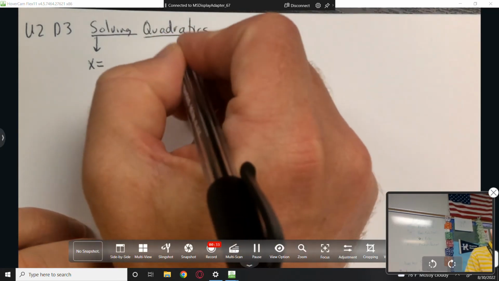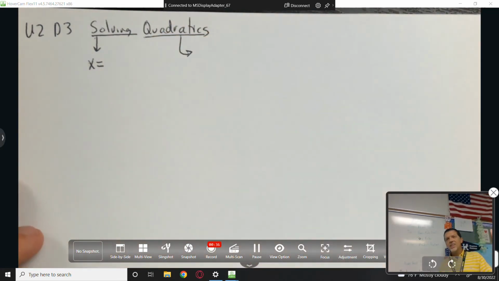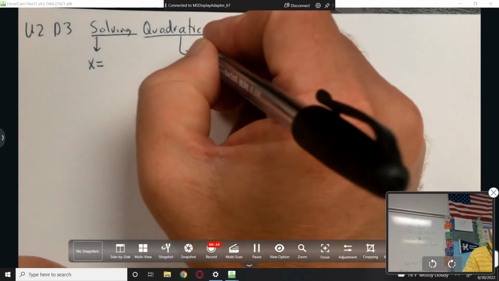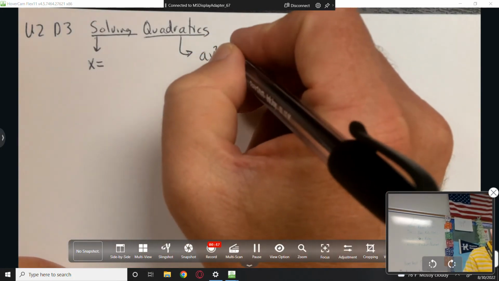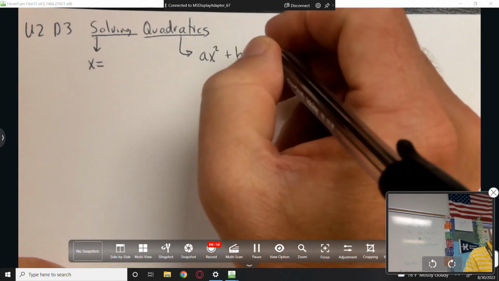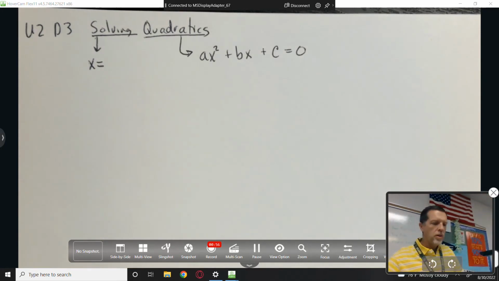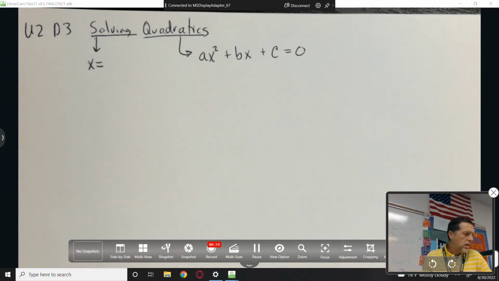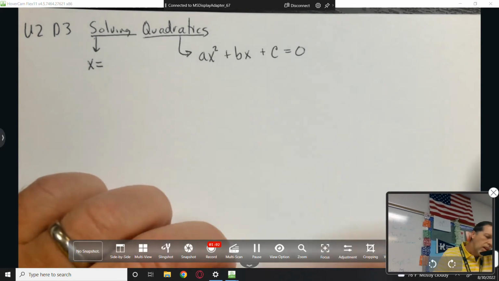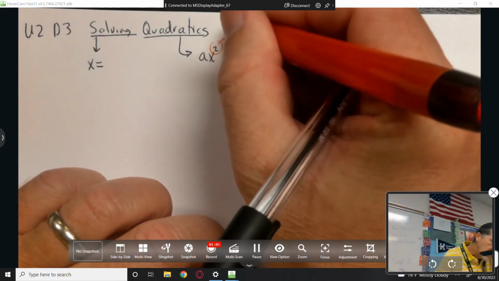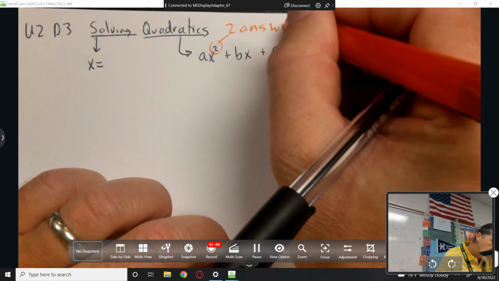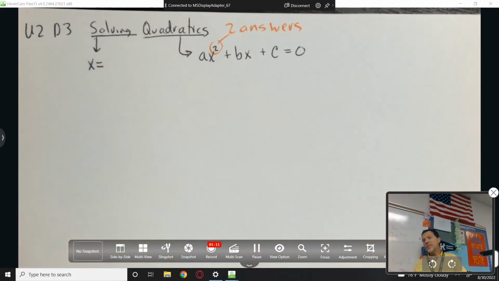A quadratic, do you remember what a quadratic is? Fancy name for what kind of equation? An x squared, basically. If there's an x squared in it, it's a quadratic. I guess officially the right way to say that would be if x squared is the highest power, it's a quadratic. So ax squared plus bx plus c. And that little 2 up there means we'll have two answers. Occasionally it's the same answer, so it's a repeated answer, but we'll have two answers.